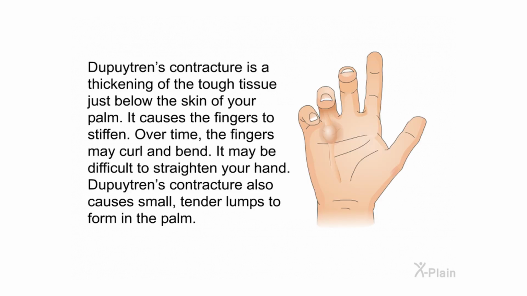Dupuytren's contracture is a thickening of the tough tissue just below the skin of your palm. It causes the fingers to stiffen. Over time, the fingers may curl and bend. It may be difficult to straighten your hand. Dupuytren's contracture also causes small, tender lumps to form in the palm.